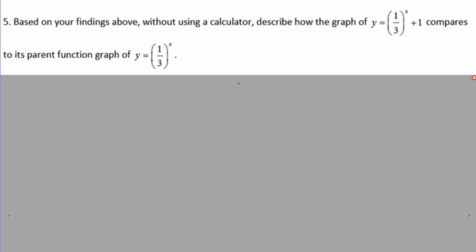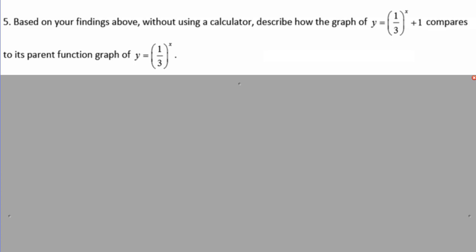By looking at that function, we should automatically know that this represents exponential decay. So we have an idea of what that looks like in our head. Now, if we want to think about our new graph, y equals 1/3 to the power of x plus 1, how is that going to compare to the original parent function?